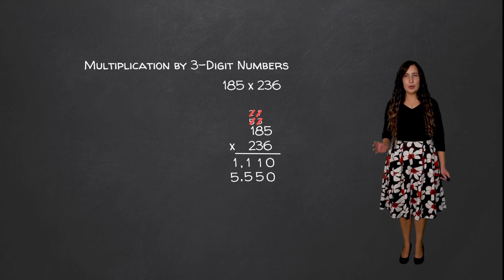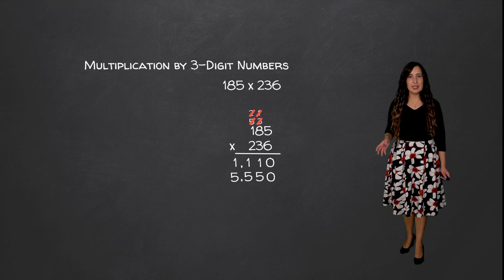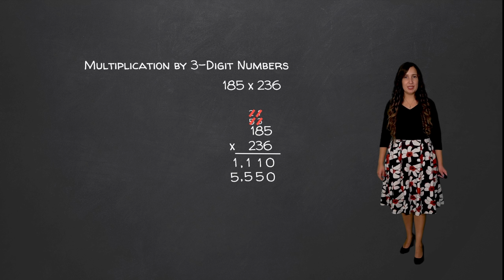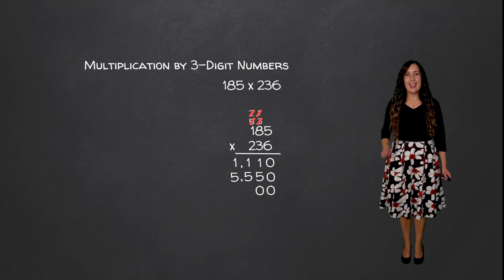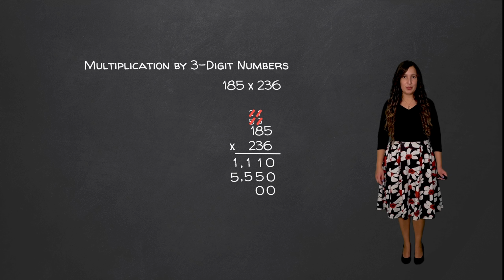And now, before we move on to the 2 in 236, cross out the numbers we used to carry over. And now, because that 2 is in the hundreds place, we need to add 2 numbers as a place value holder for our ones place and for our tens place. And now we could start multiplying with our 2.